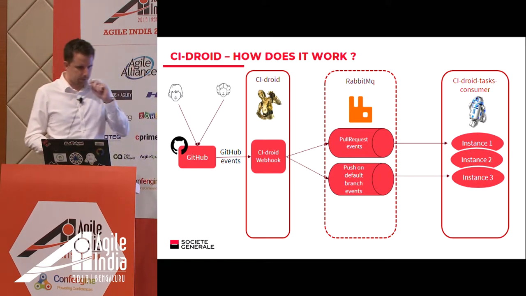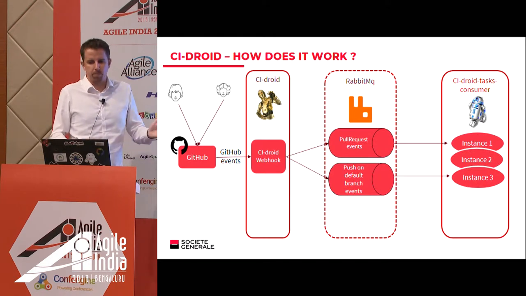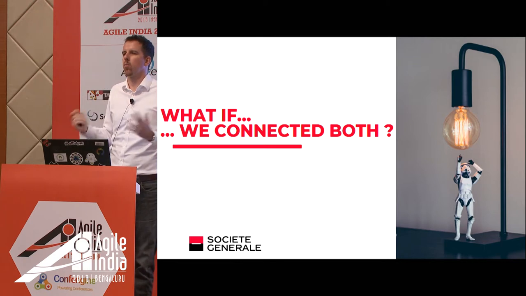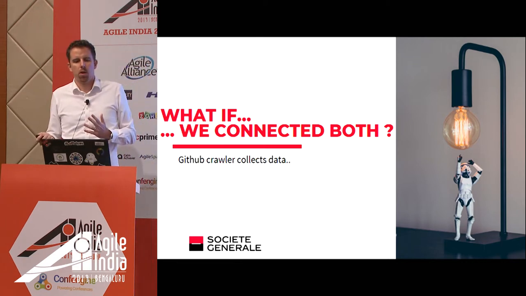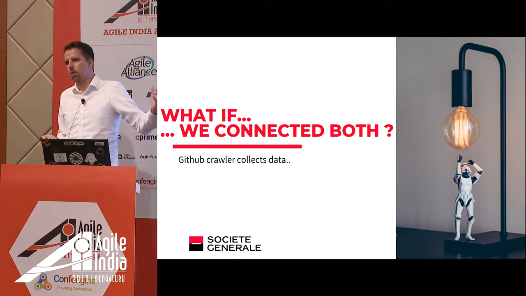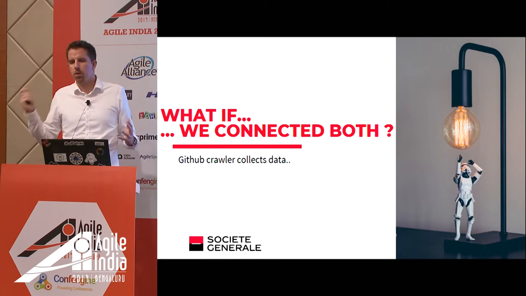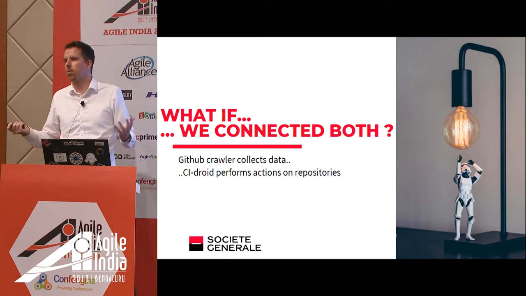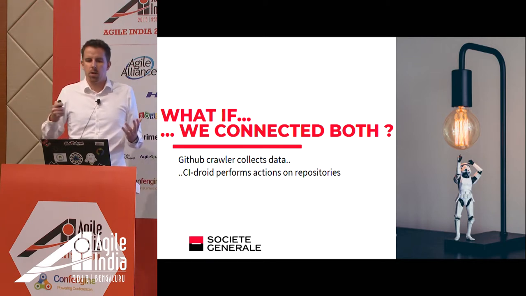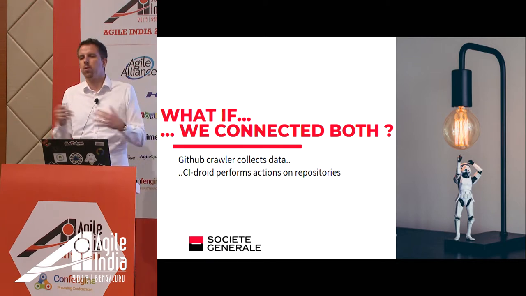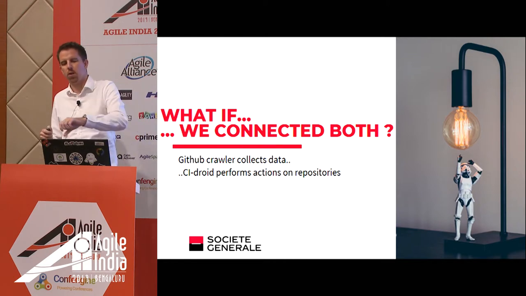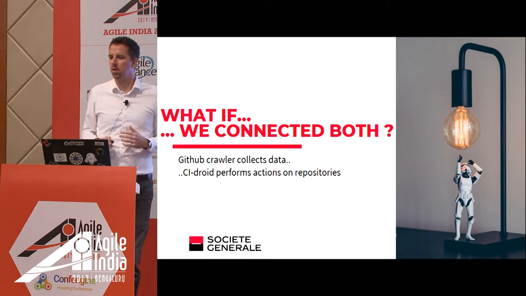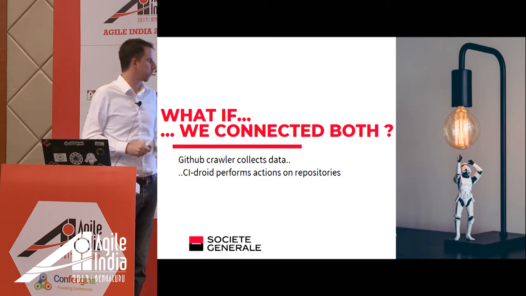Okay, then we got an idea. We thought, what if we connected both? All right. We have on one side GitHub crawler that collects data, and on the other side we have ci-droid that performs actions on repositories. So can we find a way to pipe the output of one to the input of the other? Maybe we can save a lot of time here also.